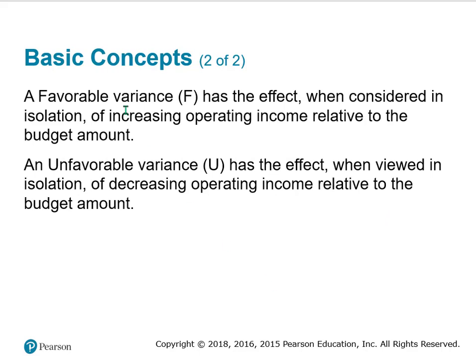Now, favorable variance increases operating income, and an unfavorable variance decreases operating income. So for revenue items, unfavorable means actual is less than budget. For cost items, unfavorable means actual costs are larger than budgeted costs.